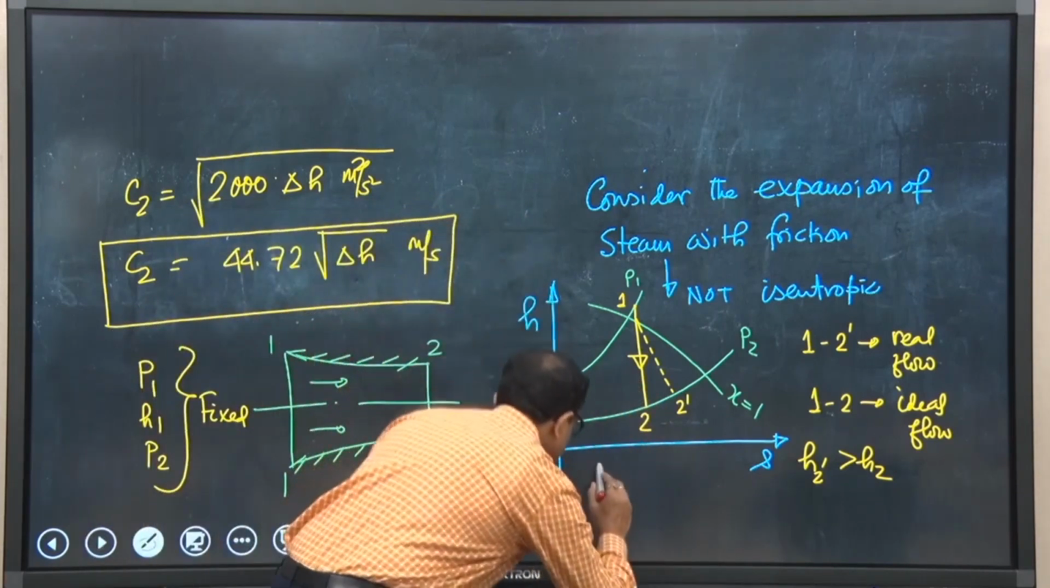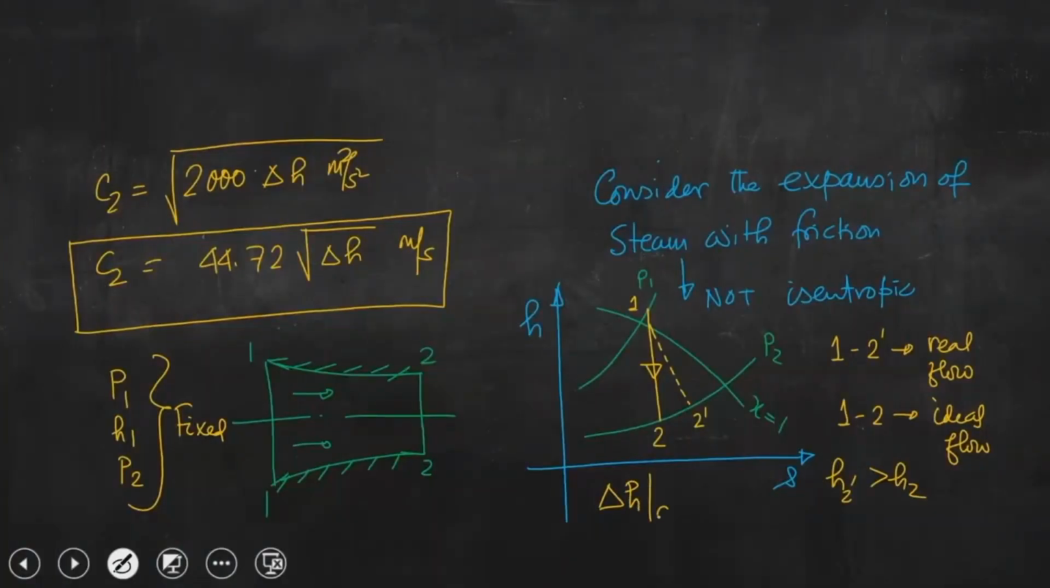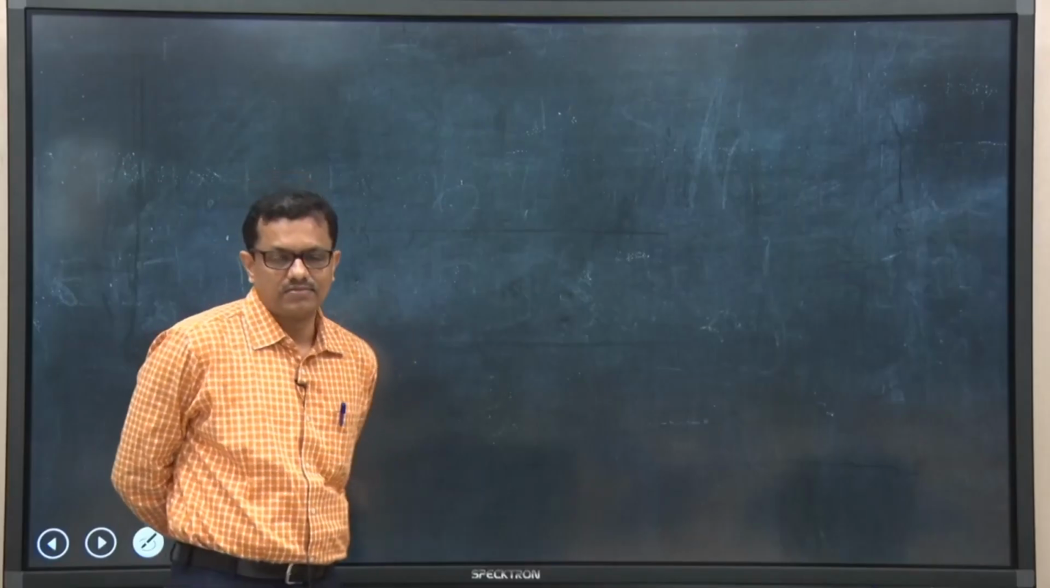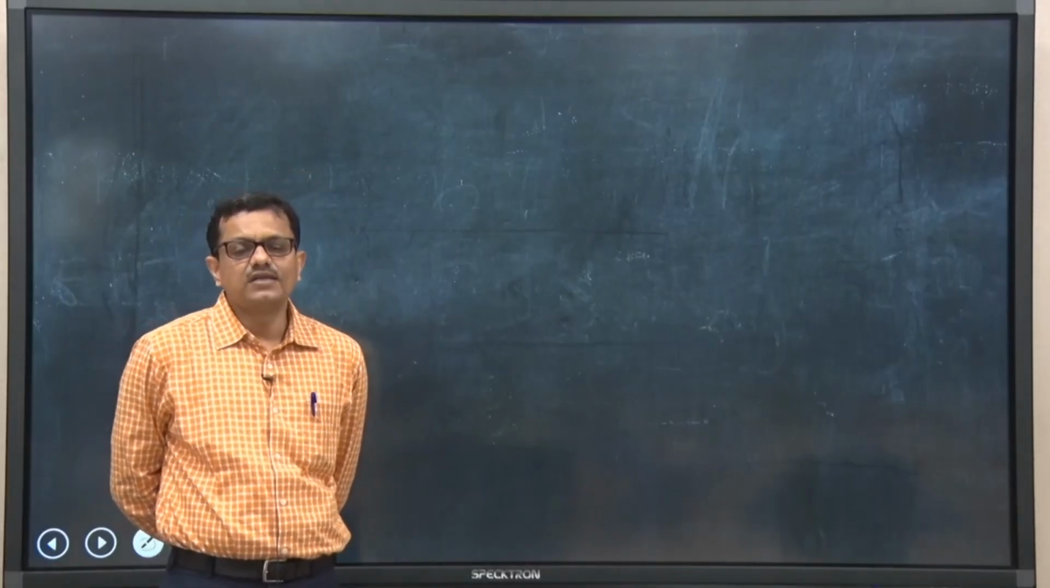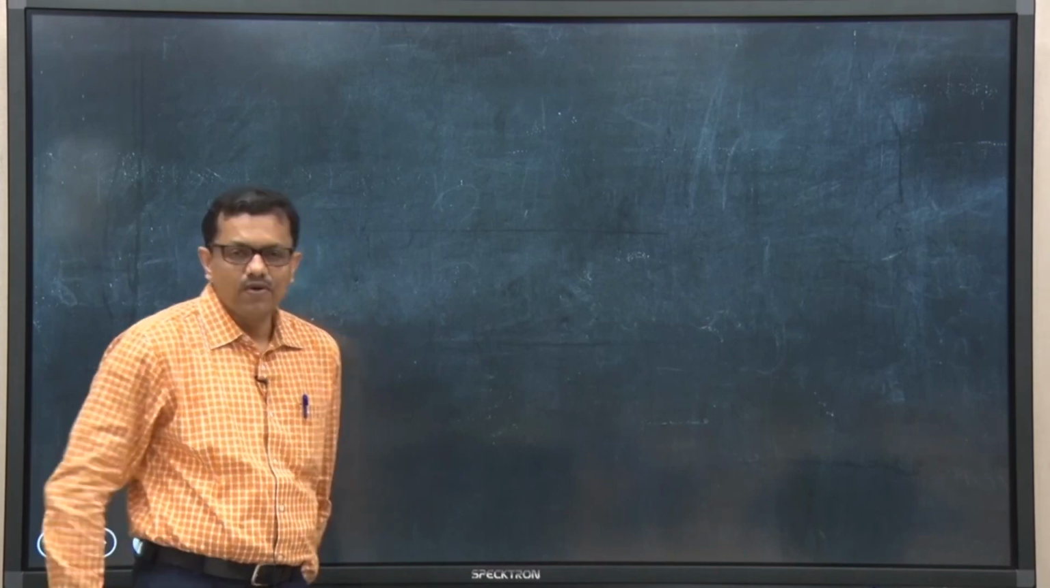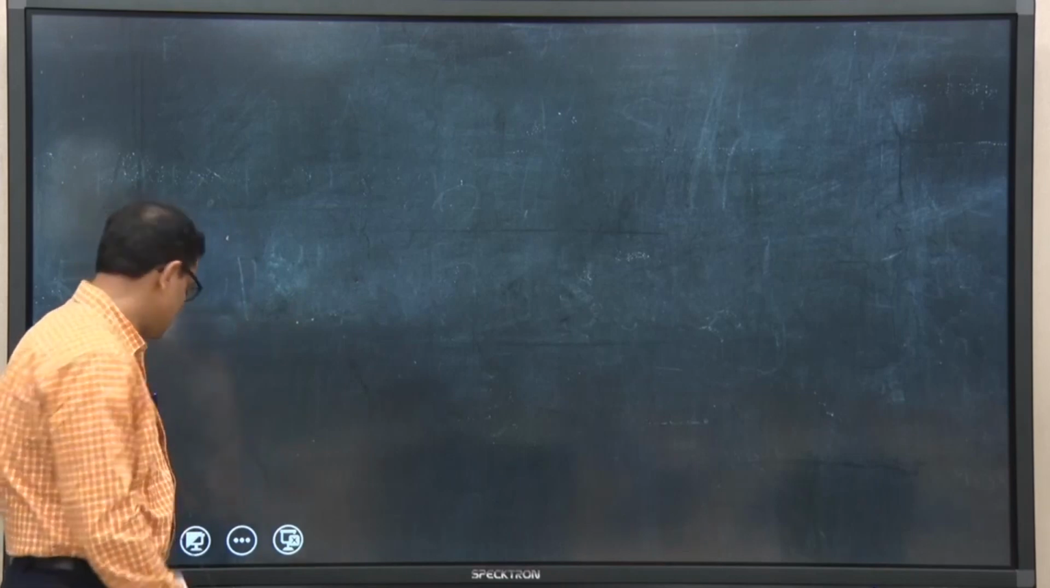Hence, delta H actual is less than delta H ideal. If delta H actual is less, then the velocity of steam at the exit of the nozzle will also be less, and that is very important. Okay. So, now let us quickly see, till now we have discussed the frictional effect. How can we visualize the effect of friction on the flow when that flow takes place through a nozzle?